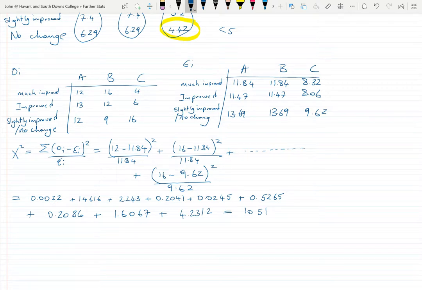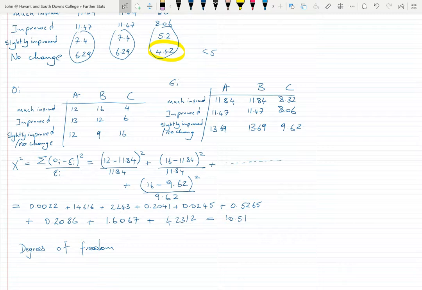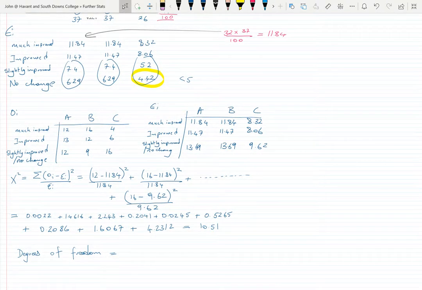Now we need to compare that with our corresponding chi-squared critical value, which we need the tables for. So I'll just bring up the tables. Let's just talk about degrees of freedom before I do that. I discussed this a little bit in the last video, but in the context of contingency tables, we take one off the number of rows and one off the number of columns and multiply. Now here we've again got a 3 by 3, so we're going to do 3 take away 1 times 3 take away 1, which is equal to 4.